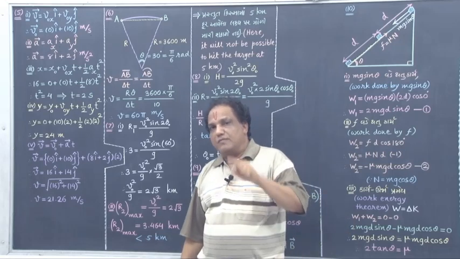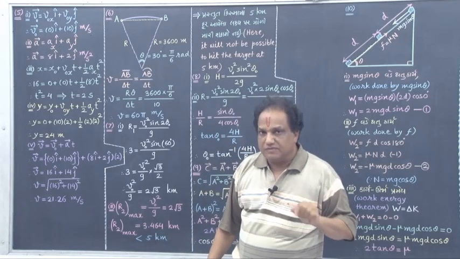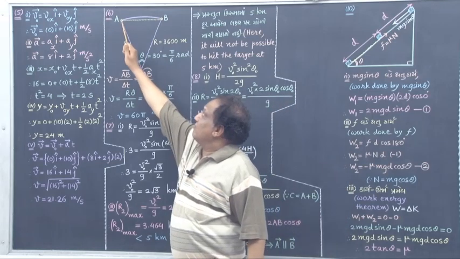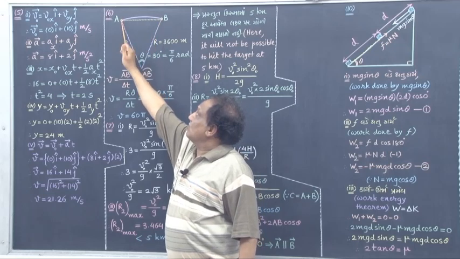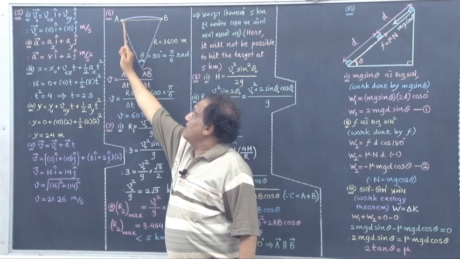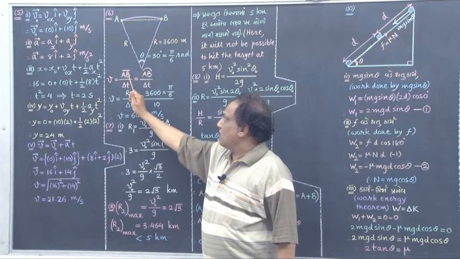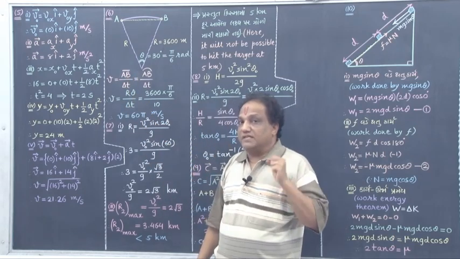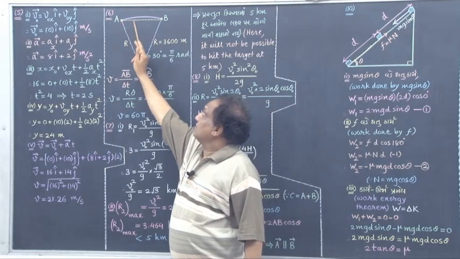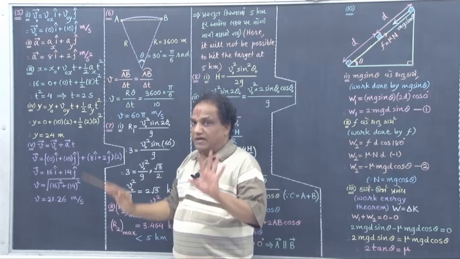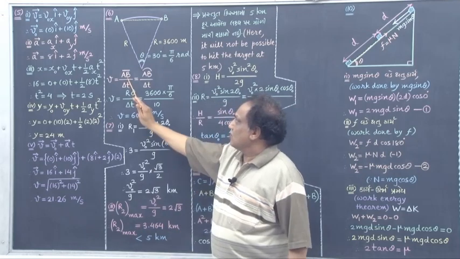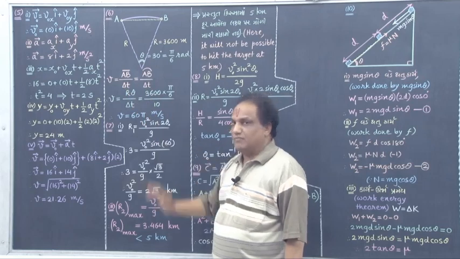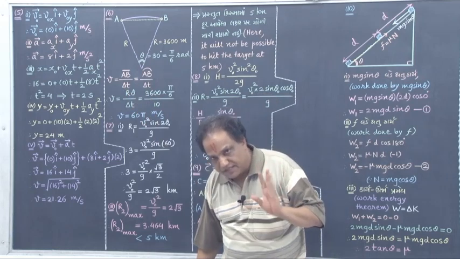Constant speed means path length divided by time taken, distance covered divided by time taken, correct. Distance covered from A to B is on this chord AB, divided by the time taken, suppose delta t. But as I said, this chord and this circular arc can be taken nearly equal. So instead of this chord, I am writing now arc AB divided by the corresponding time delta t, correct.